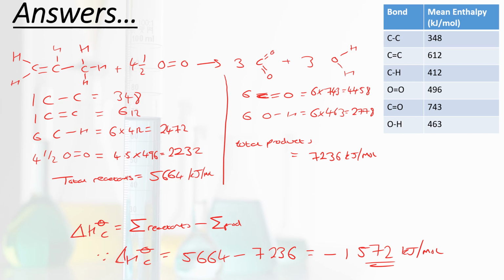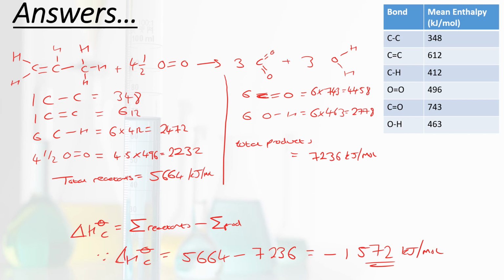Then looking at the product side, if we look at our CO2 molecule, we have 2 carbon-oxygen double bonds. But we have 3 moles of CO2. So we have 3 lots of the 2 CO double bonds, and so we have 6 CO double bonds. That's 6 times 743. Likewise, in our water molecule, we have 2 OH bonds, but we have 3 lots of them, so we have 6 OH single bonds, which is 6 times 463. And adding those together, our products come out to be 7,236 kilojoules per mole.